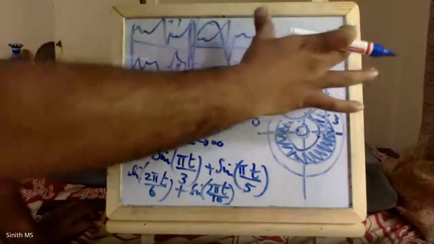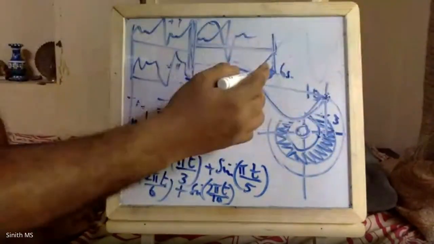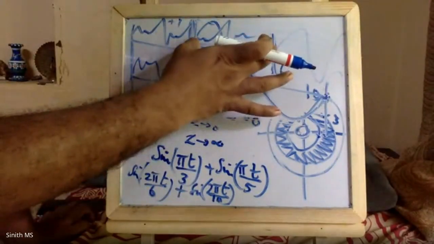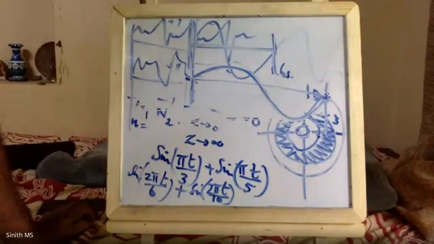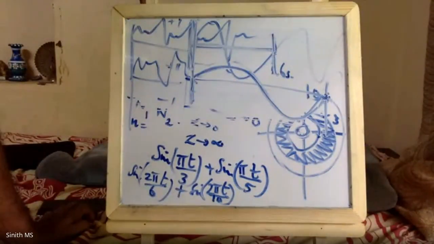How many cycles may it take? This will take 5 cycles. If you go 5 cycles, it will reach 30 seconds. 6 seconds, this is 6 seconds. If you have 5 such cycles, you will have 30 seconds. At the end, it will stop at the 30 second.